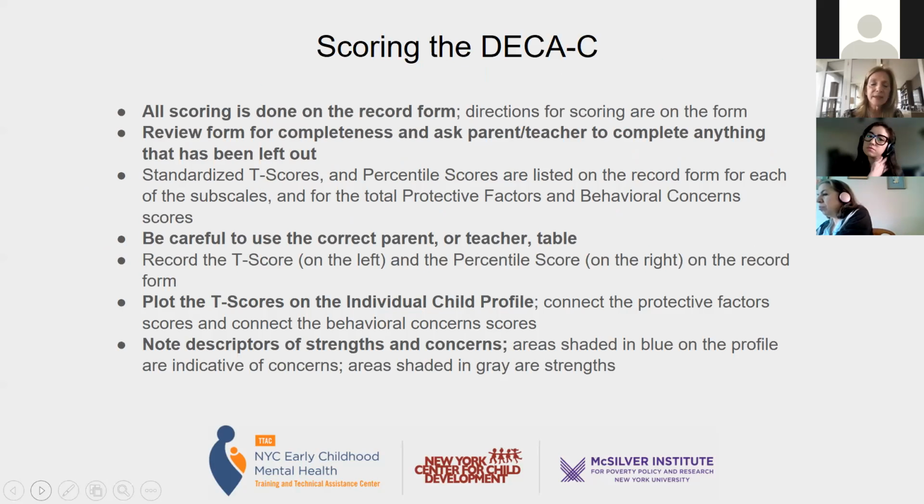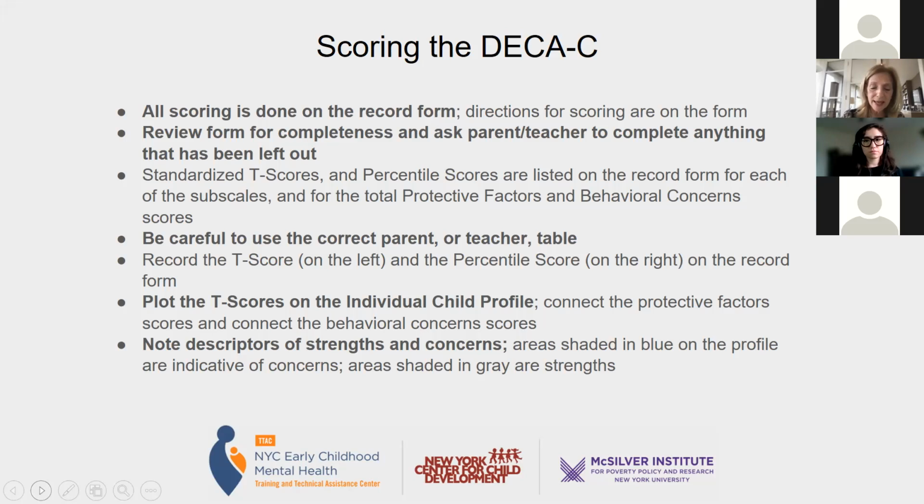Okay, and again, this is pretty basic. I can go quickly through this. All scoring is done on the record form, and there are pretty detailed instructions for how to do that. Do take a glance at it and make sure items are completed. Ask a parent or teacher to complete anything that may have inadvertently been left out. The main scoring paradigms are T-scores and percentile scores. They both get recorded on the record form.